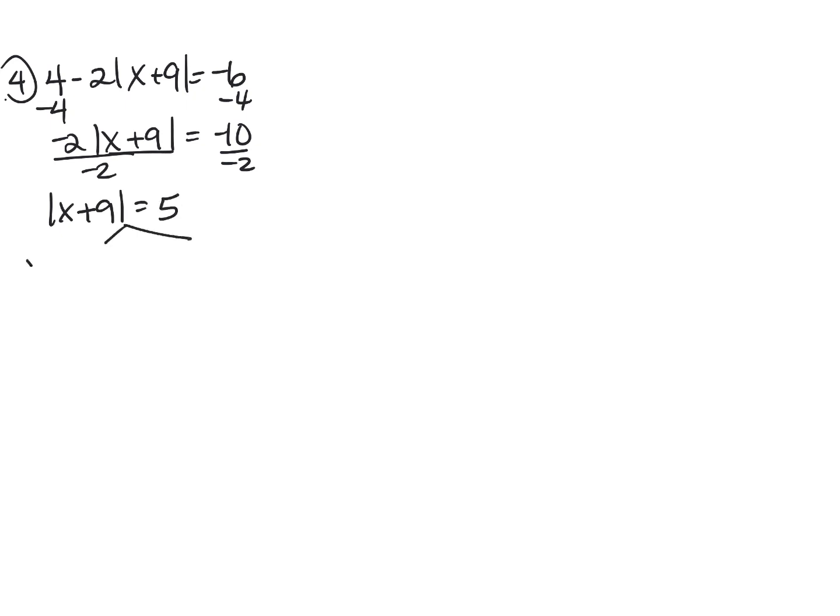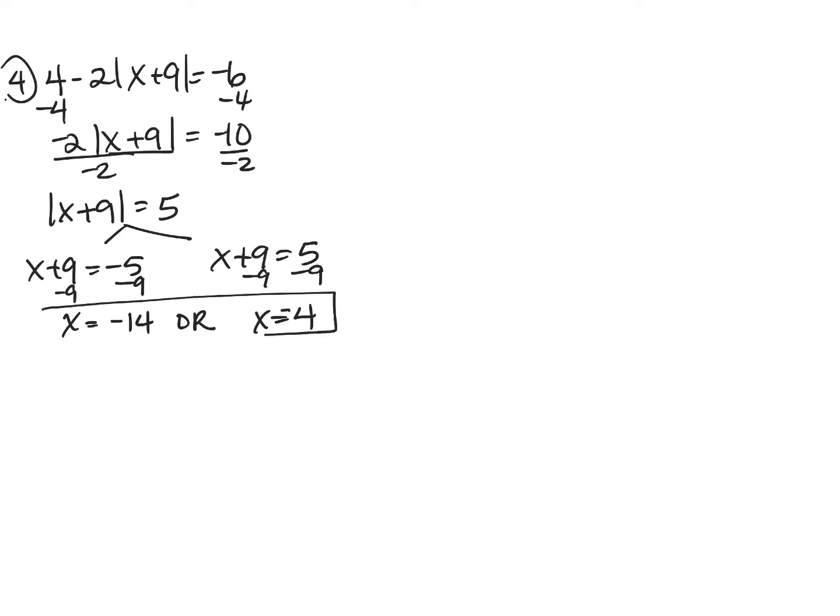Now I split. X plus 9 equals negative 5. X plus 9 equals a positive 5. I subtract 9 from both sides. I get x equals negative 14, or I get x equals a negative 4. All right, so I have my two solutions.